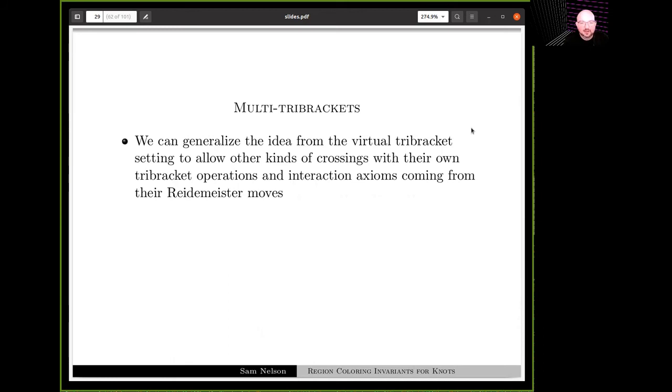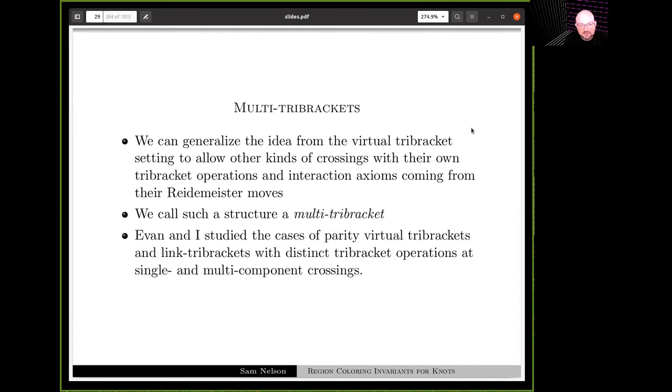And then the interaction moves that say how those different crossings interact are going to give us the algebraic conditions on those tribracket operations. And so we call this kind of structure a multi-tribracket. Right? So a virtual tribracket is one example of a multi-tribracket. In our paper, Evan and I studied two other cases of multi-tribrackets.